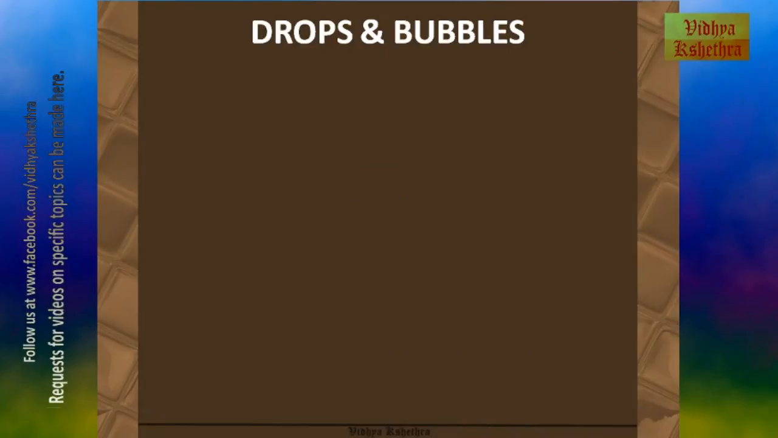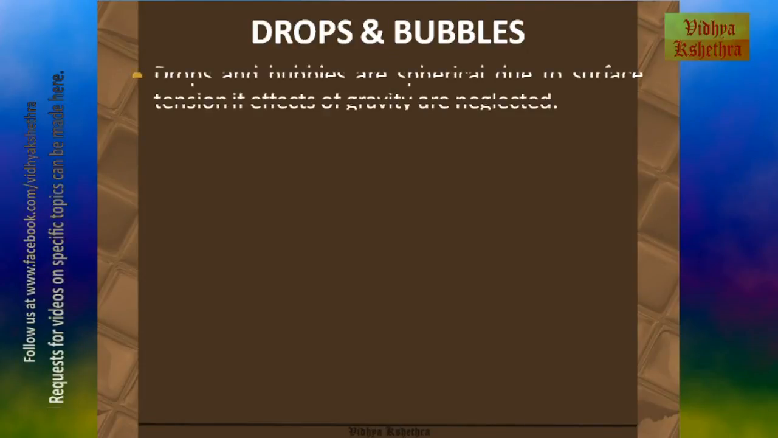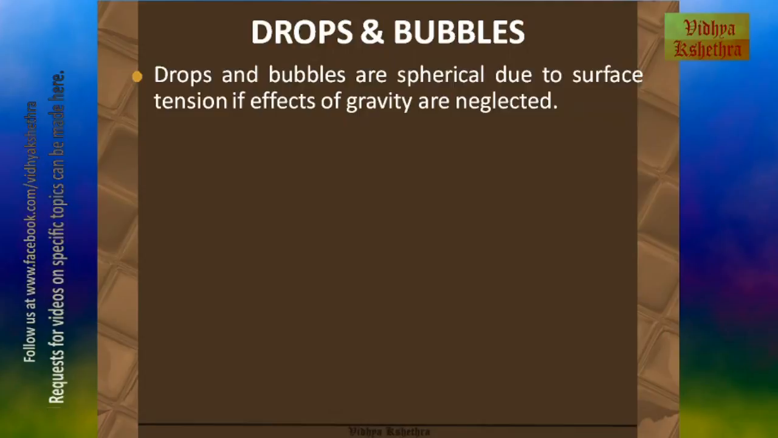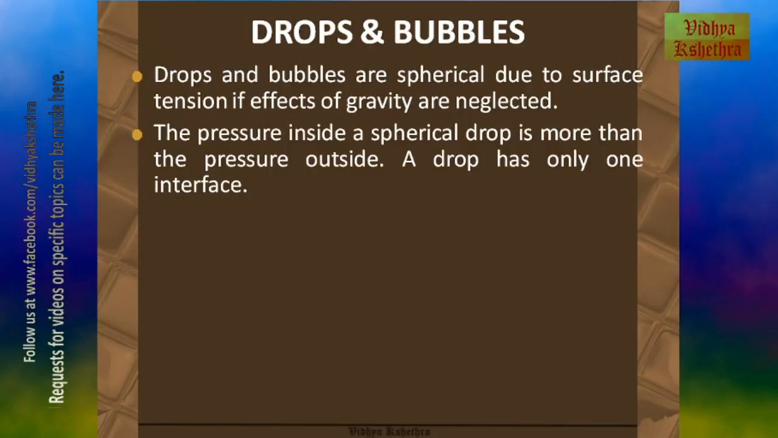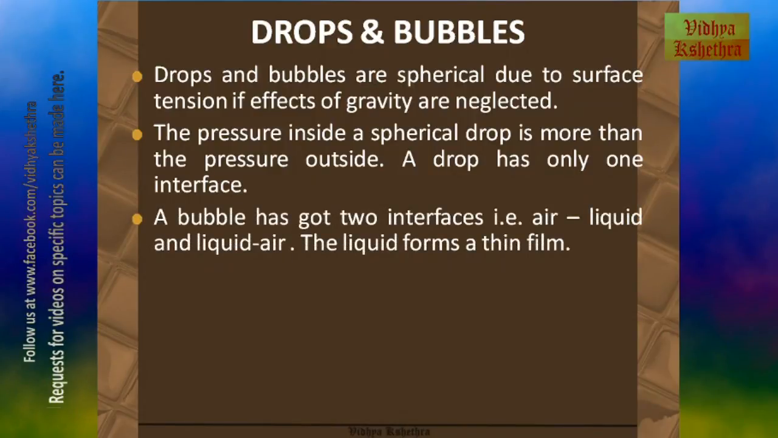Now, drops and bubbles. These are also a consequence of surface tension. Drops and bubbles are spherical due to surface tension if effects of gravity are neglected. The pressure inside a spherical drop is more than the pressure outside. A drop has only one interface. Now we shall consider the case of bubbles. A bubble has two interfaces, that is air liquid and then liquid air. The liquid forms a thin film in the case of a bubble.